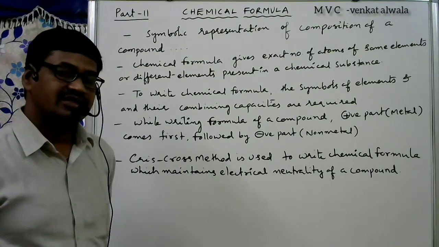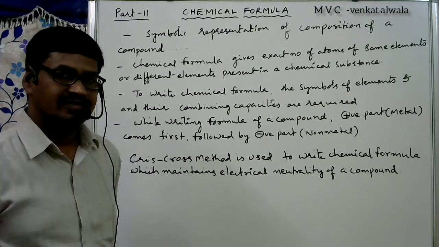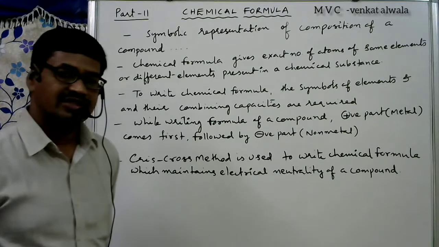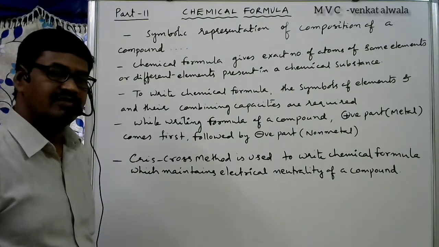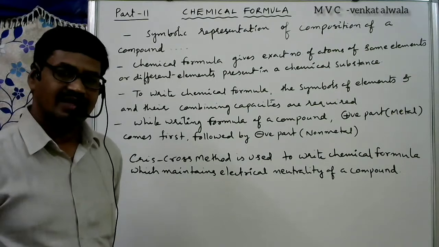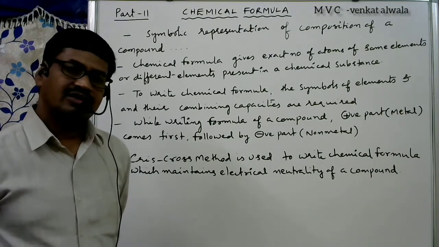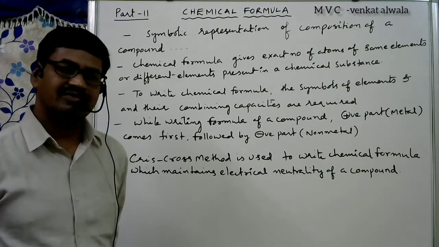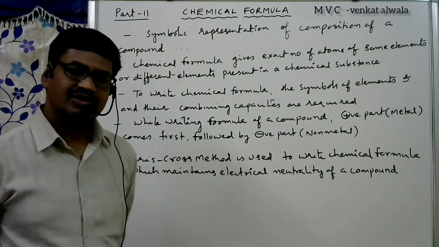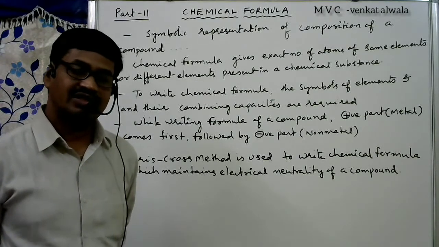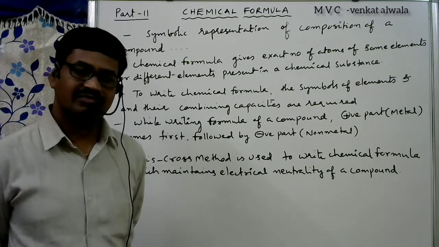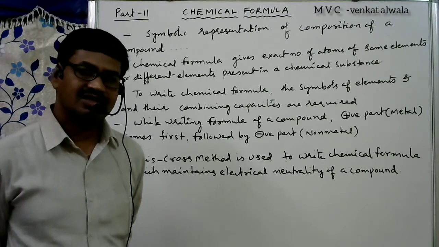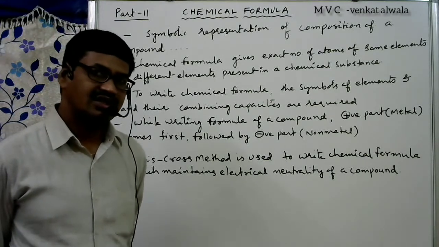So what are the requirements to get a chemical formula? To write a chemical formula we need the symbols of elements and their valencies, that is, their combining capacities. Symbols: in previous classes I gave the symbols of different elements, hydrogen, helium, neon, argon, krypton, sodium, potassium, like that up to 30 elements, along with their masses and atomic numbers, and we also discussed their electron configuration. Combining capacity, valency, we have discussed in earlier sessions.